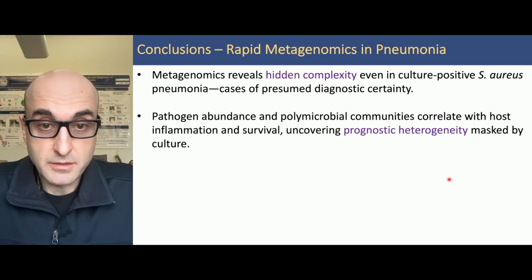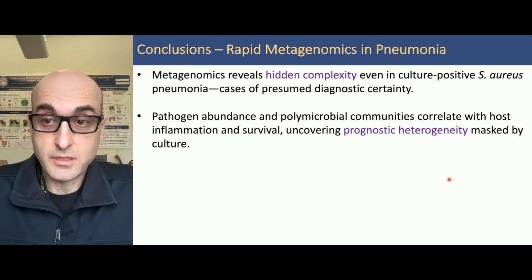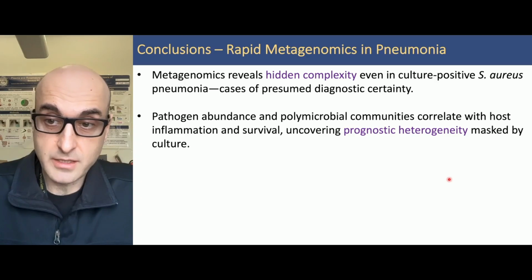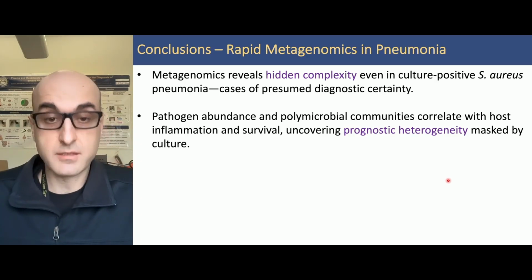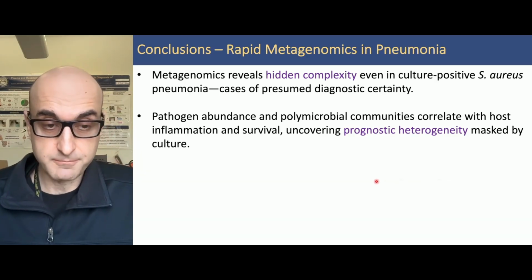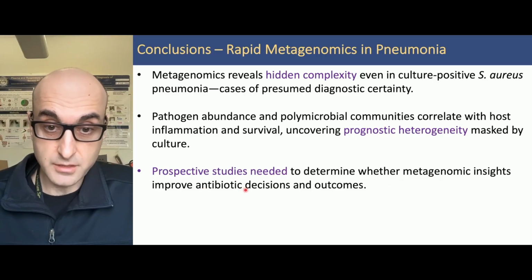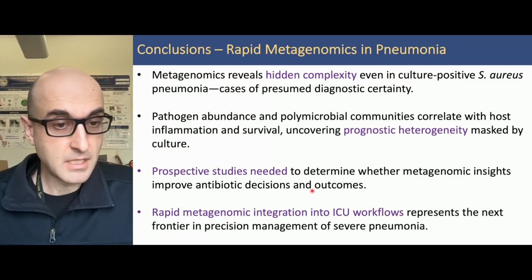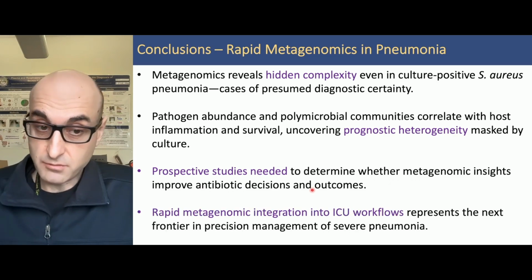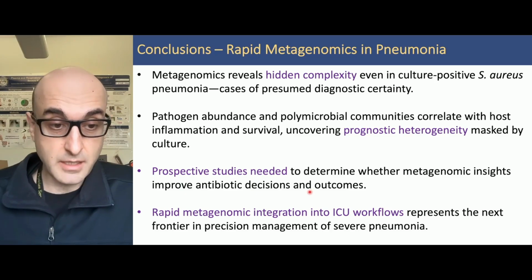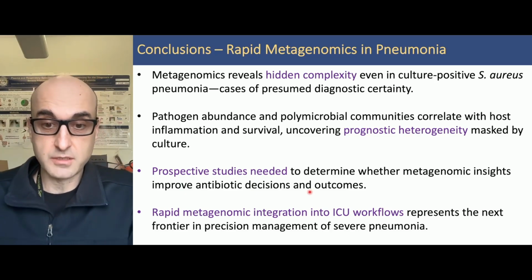However, pathogen abundance and the surrounding microbial community correlate with host inflammation and survival, uncovering prognostic heterogeneity that was masked by the clinical culture results. We do need prospective studies to determine whether metagenomic insights can improve antibiotic decisions and outcomes. And we believe that rapid metagenomic integration into ICU workflows represents the next frontier in precision management of severe pneumonia.